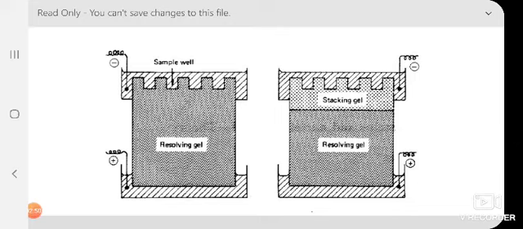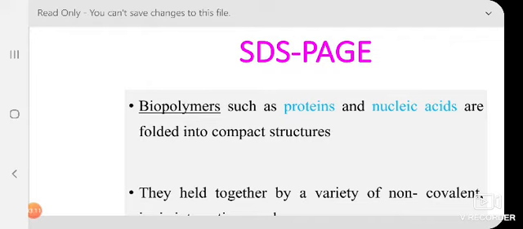And one more thing I mentioned, the pH of these two gels, that means the stacking gel and the resolving gel, are different. The pH for the resolving gel is 8.8, and if it is 8.8, then the stacking gel pH is 6.8. Always a 2 unit difference will be there. And another buffer we use is for the running, which is present in the top chamber and the bottom chamber. Now we'll start with SDS-PAGE.